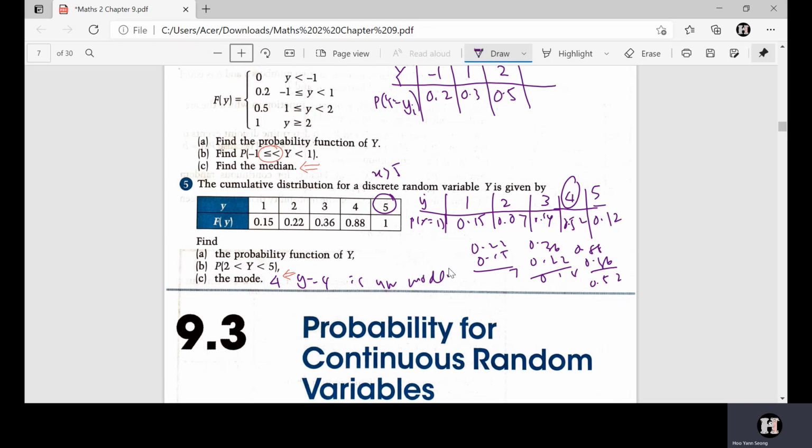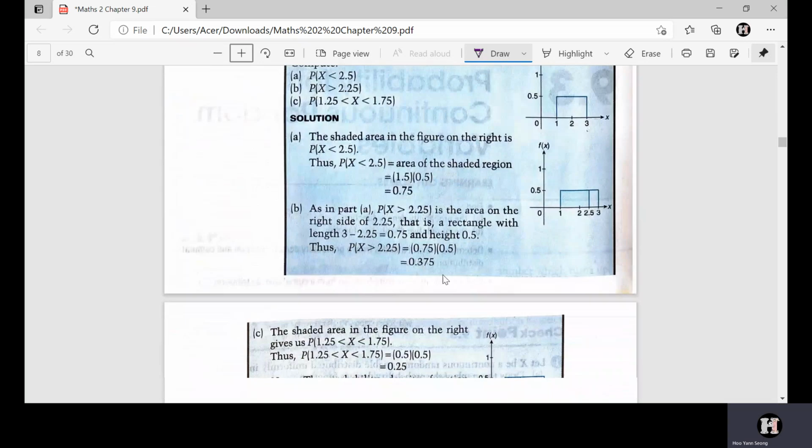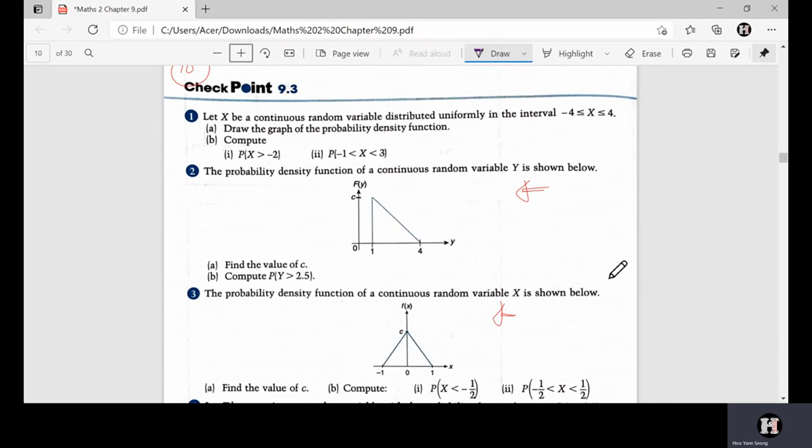So this is another example. Then we look at over here. This one is a continuous random variable.